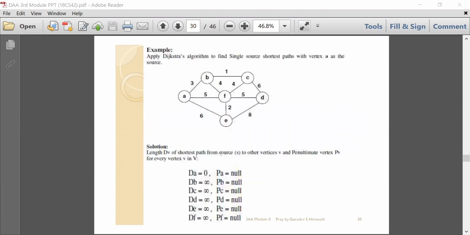First we'll solve the problem, then you'll get the things clearly. As I said, this is quite similar to our Prim's and Kruskal algorithms, with a little bit of changes I need to do. First they will give a graph like this. Then I need to find the length d of V of the shortest path from source S to other vertices V, and the penultimate vertex P of V for every vertex in V. But don't worry about all these things, I'll say how to do this. For every vertex, I need to find a distance.